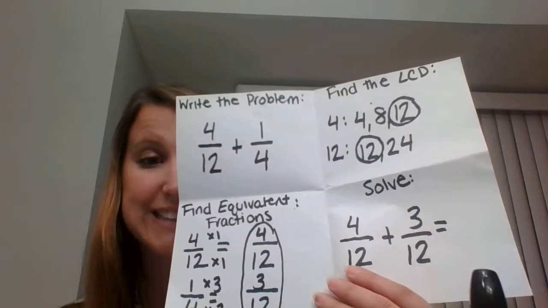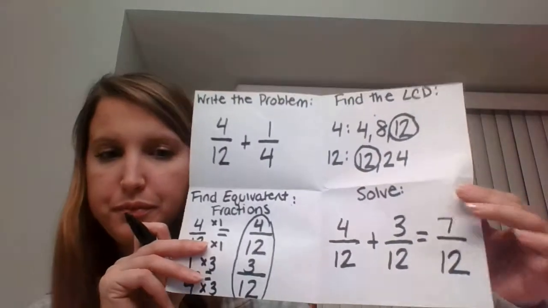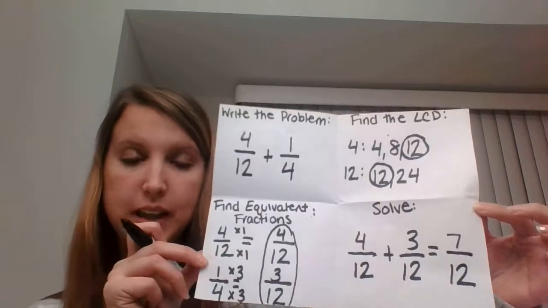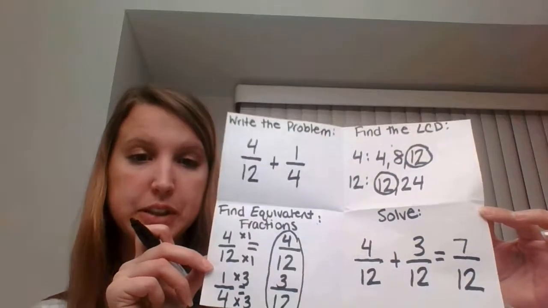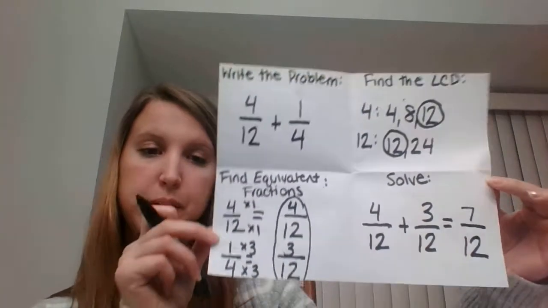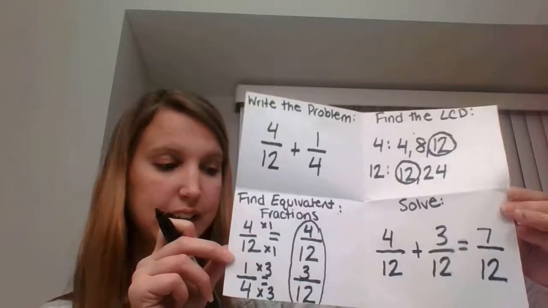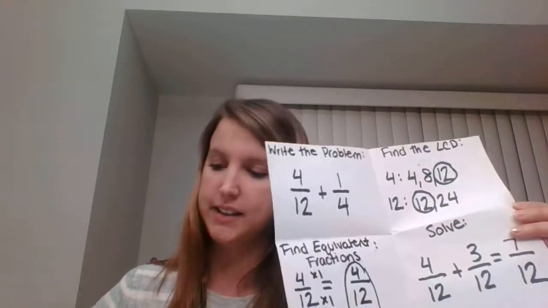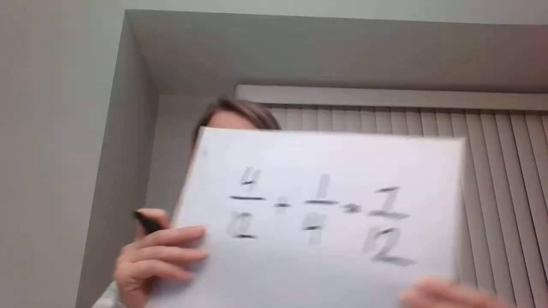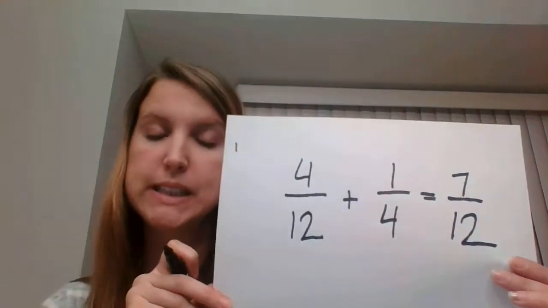4 plus 3 is 7. Leave my denominator the same, 7/12. So I'm going to leave this up here for you, and you can check your process and just go through the steps if you need to. You can pause this video to make sure that your steps look just like mine. And in the end, I know 4/12 plus 1/4 equals 7/12.